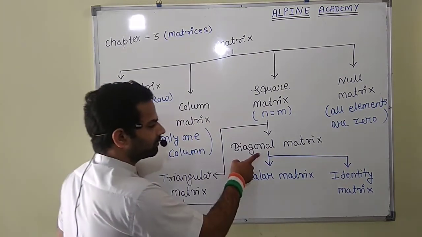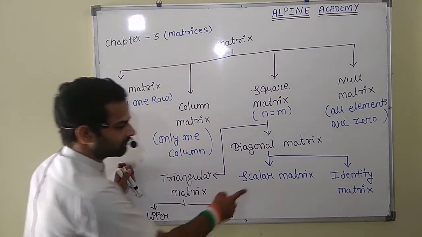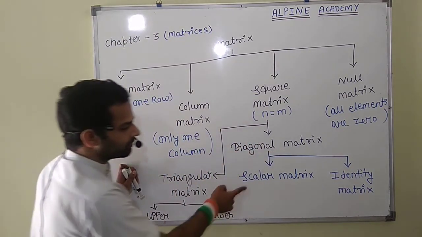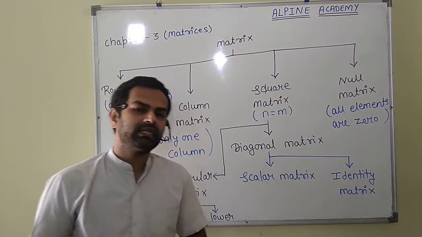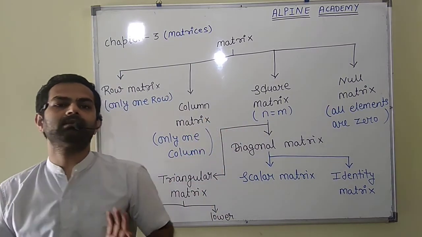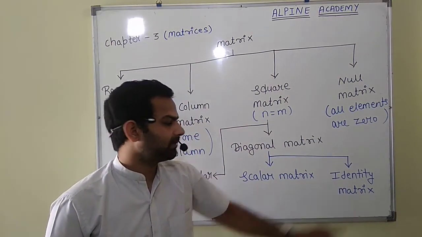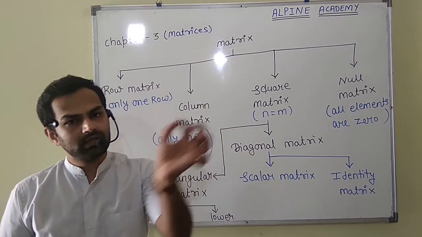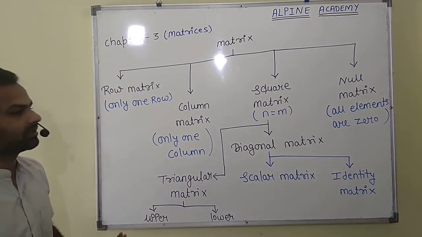राइट. Now the diagonal matrix is further divided into two categories. First one is the scalar matrix, a type of diagonal matrix. In the scalar matrix, all the diagonal elements are same. It means if the value of any one of the diagonal elements is 2, then all the diagonal elements must be 2. Okay. And the second form is identity matrix. The identity matrix is also a type of diagonal matrix in which all the diagonal elements are 1, and the rest of the other elements are 0.